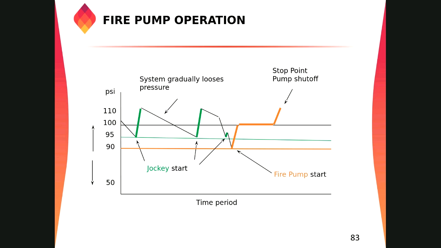This is the fire pump operation graph, right? Here we have the pressure in psi and the time in seconds. Let's say for the jockey pump, the setting point we have here is 105 psi to 95 psi, right?